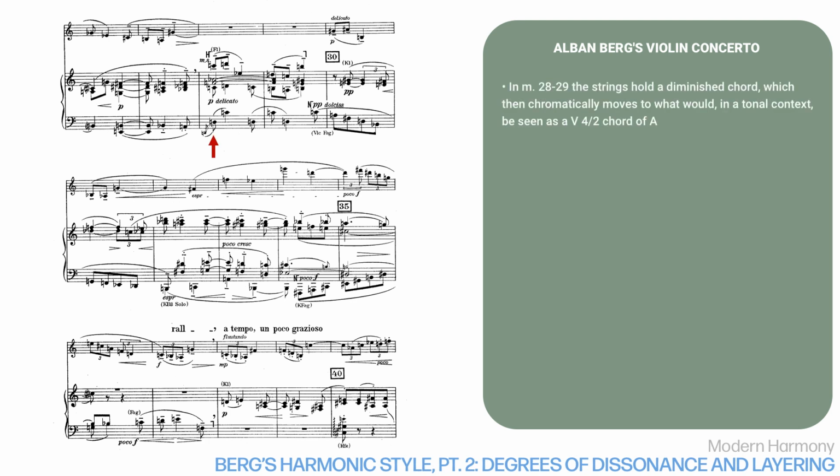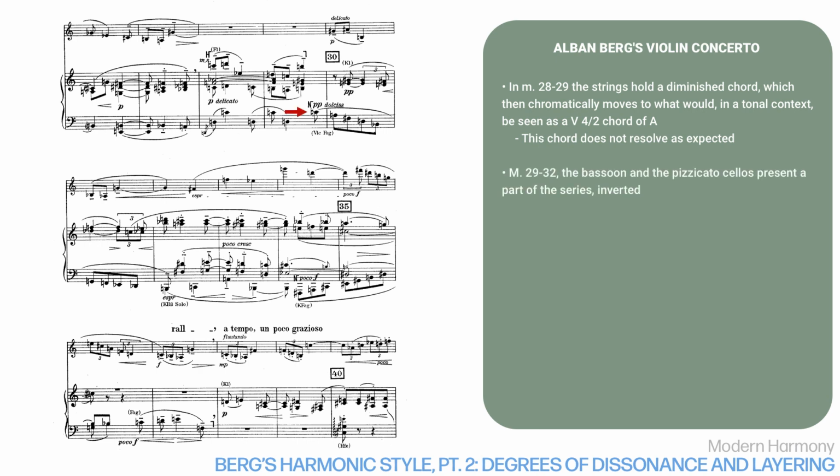In measure 28 to 29, the strings hold a diminished chord, which then chromatically moves to what would, in a tonal context, be seen as a 5-4-2 of A. This arrives in the second beat of measure 29 in the harp, while the bass is static over D. But this chord doesn't resolve as we would expect.